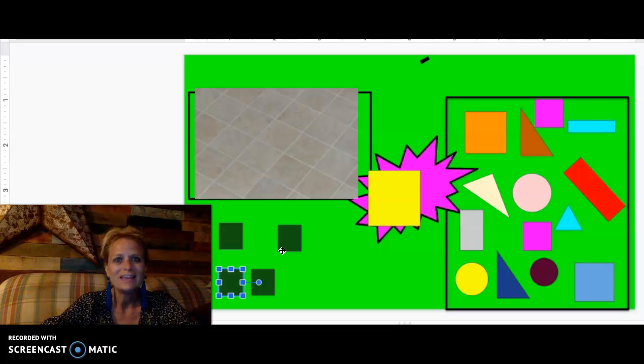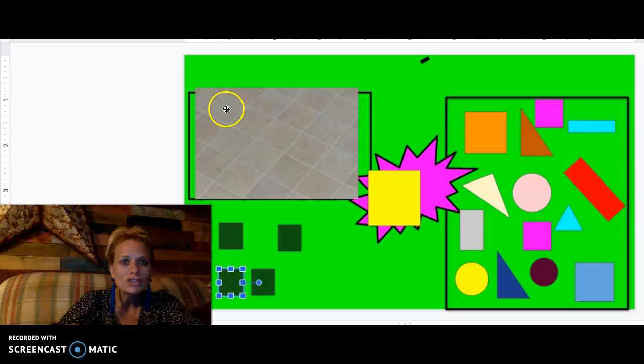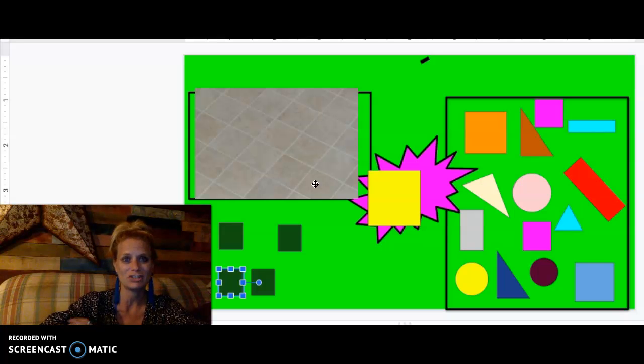You see squares. Look at all of those squares. This is the floor sometimes we walk on. Let's count some of the squares. 1, 2, 3, 4, 5, 6, 7, 8, 9, 10, 11, 12, 13, 14, 15, 16, 17 squares in this picture of our school floor.